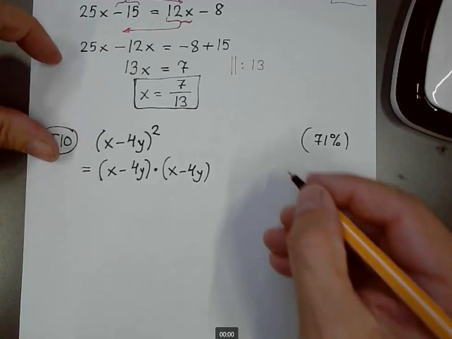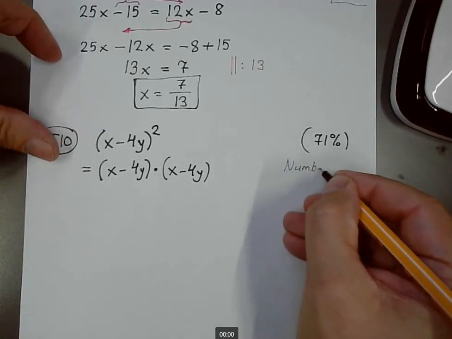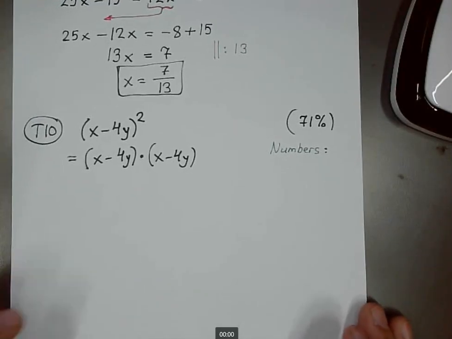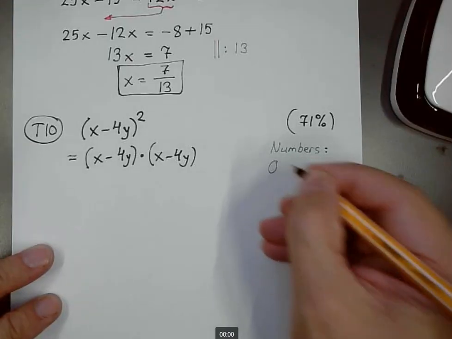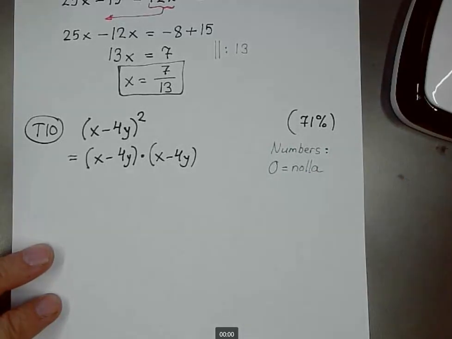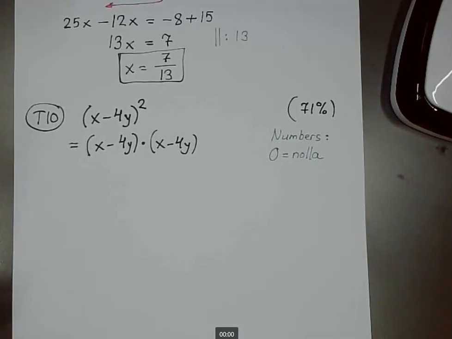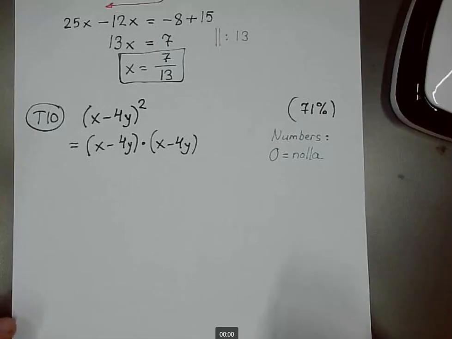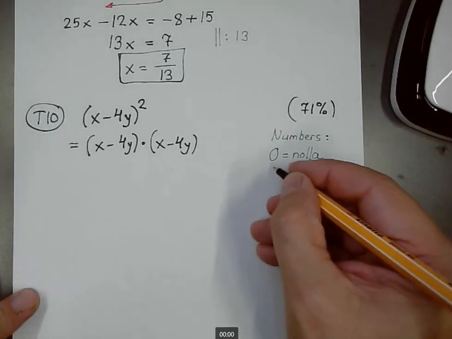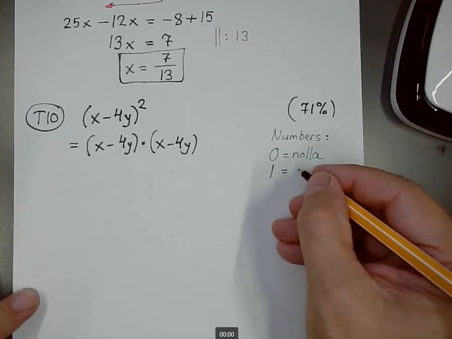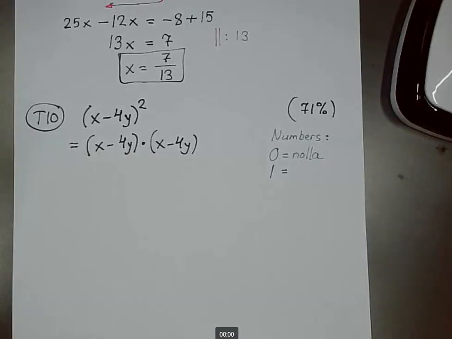By the way, numbers in Finnish, I will write some numbers right here. 0, it is nolla in Finnish, and in many other languages this 0 is something like nolla or null or something like that. Number 1, this is 1.